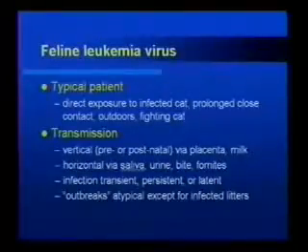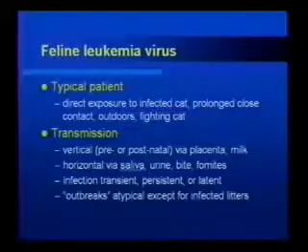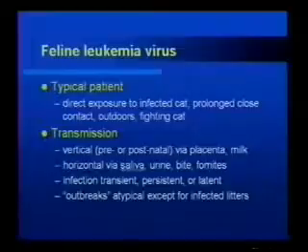It takes a direct exposure from one infected cat to another to pass this virus from cat to cat. Prolonged close contact, typically cats living together or from mother to kitten, are most common. Outdoor fighting cats are at higher risk than indoor cats that live alone.